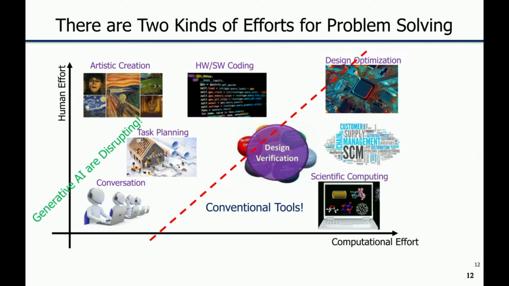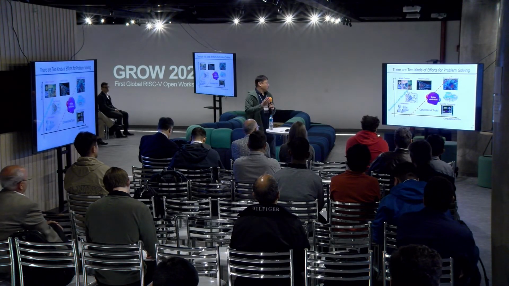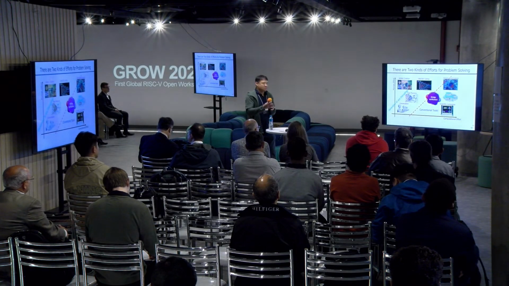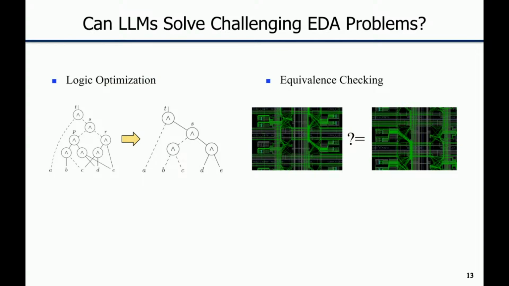So the question is, in the EDA domain, where we are focusing more on the design verification and design optimization side, whether the large models can be applicable to this domain. So far we didn't see much success, and we need to analyze why. For example, I show a typical verification and optimization problem. The optimization is like you change the structure to a reduced structure with less delay and area. Equivalence checking is like you have two circuits which are complex, but they are essentially identical.